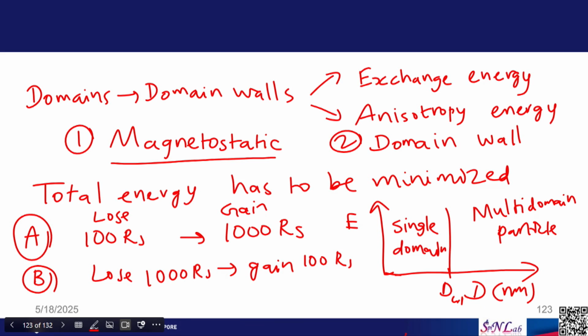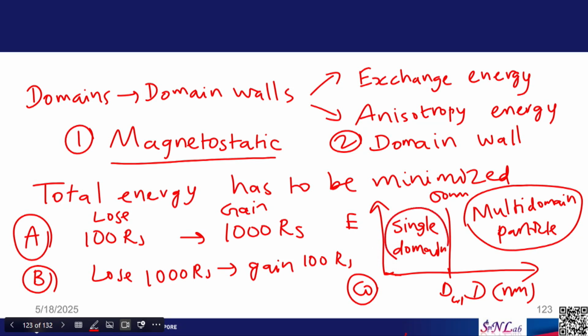For cobalt for example, the critical value is around 50 nanometer, roughly. Do not take this number for accuracy, somewhere about 50 nanometer and above. If you make a cobalt sphere, the cobalt sphere will be multi-domain. But if you make the same cobalt sphere 20 nanometer in diameter, then you will see that the cobalt sphere is a single domain.